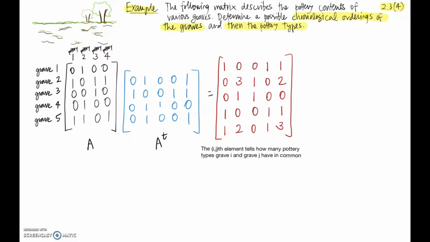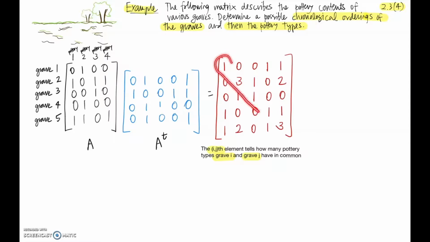graves. So we're remembering that this matrix will tell us, the ijth element tells us how many pottery types grave i and grave j have in common. So for example, here we have the 5, 2 element. That means grave 5 and grave 2 have 2 pottery types in common. That's a pretty strong connection. If the graves have at least 1 pottery type in common, that's some connection. And if they have 0 in common, then they're probably far apart on the timeline.